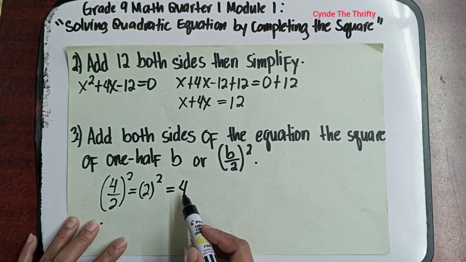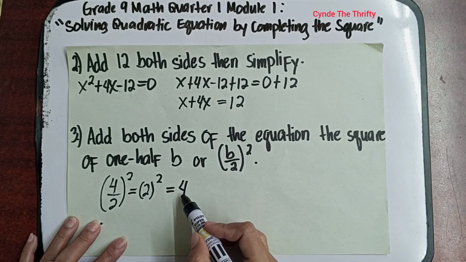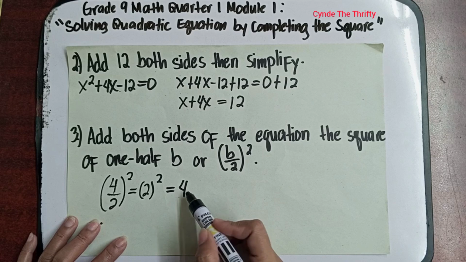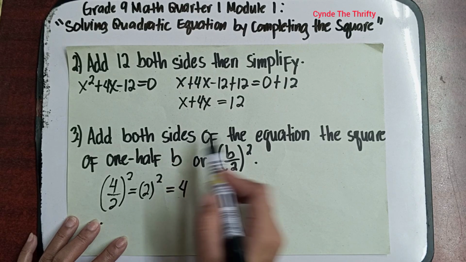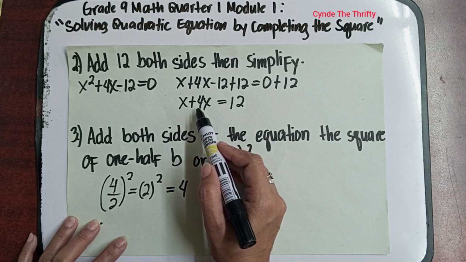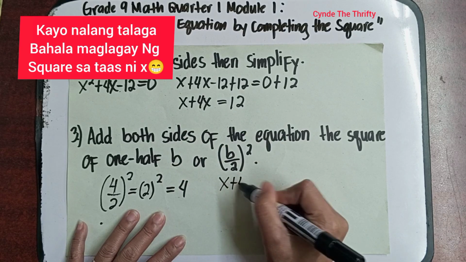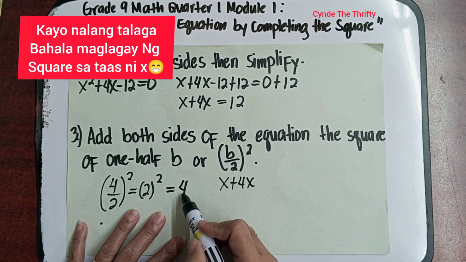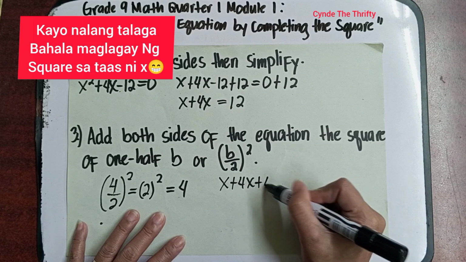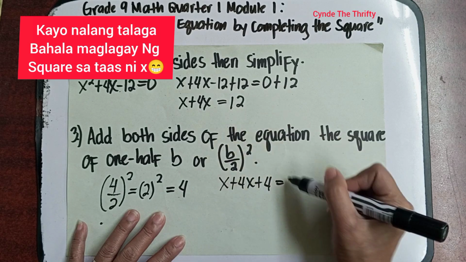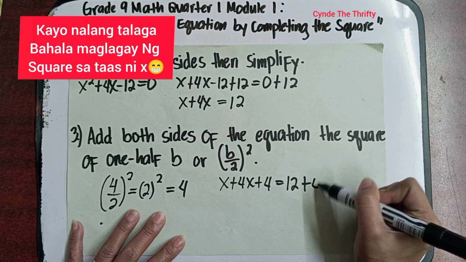Okay, so meron na tayong value na 4. Ngayon, ang gagawin natin is i-add natin si 4 sa both sides ng ating equation. So, ang equation natin is x squared plus 4x, i-add natin si 4 sa both sides: plus 4 is equal to 12 plus 4.